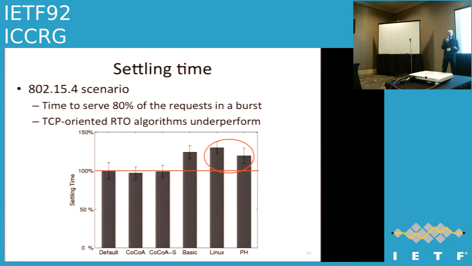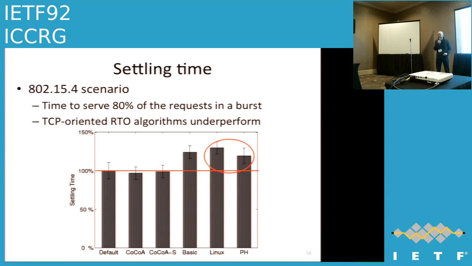However, in the 15.4 scenario, as we can see here, the Linux and Big Hopper RTO algorithms clearly underperform default CoAP. So this is a significant result, which means that probably we cannot recommend these two algorithms as possible alternatives to the default CoAP congestion control mechanism.